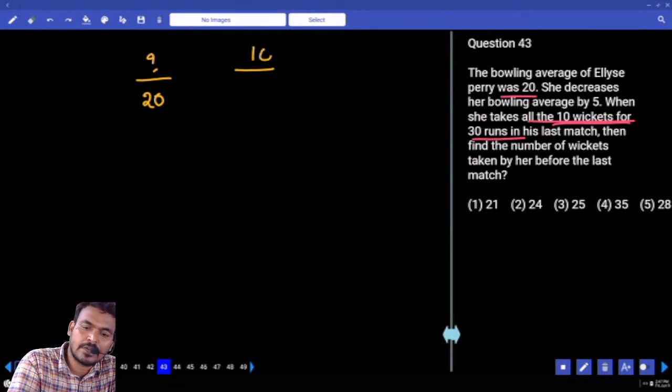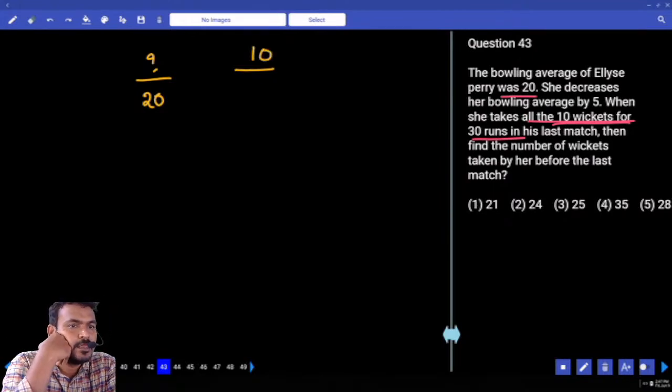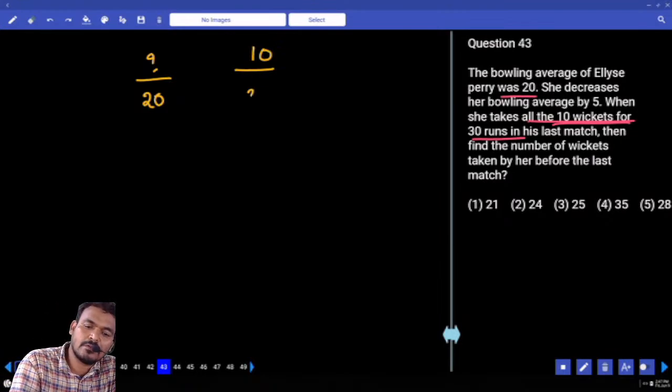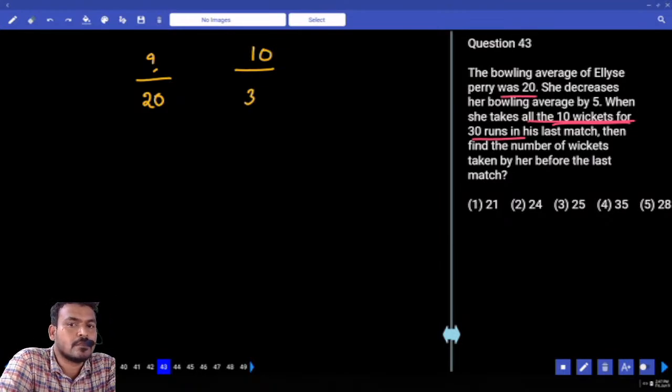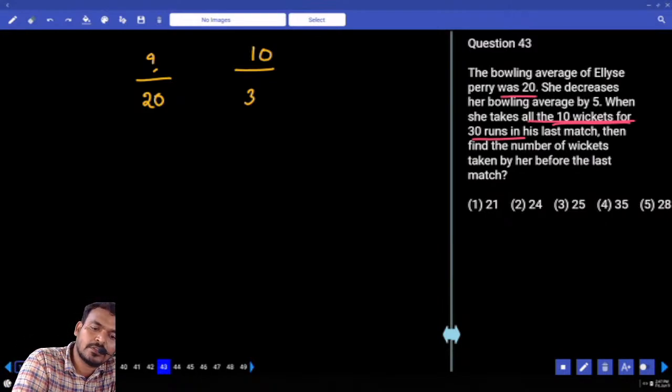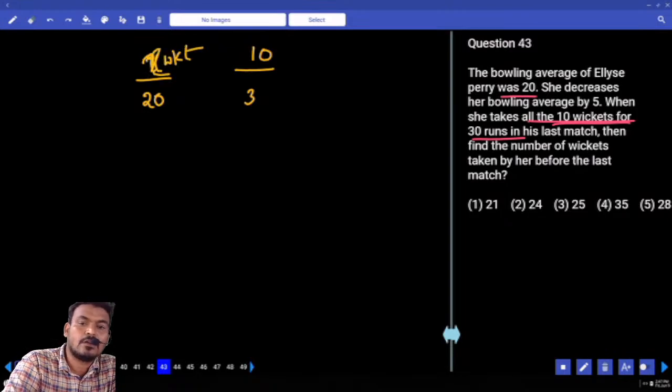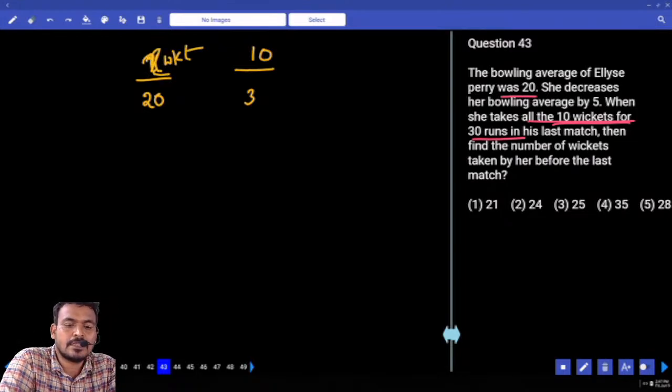Sorry, 10 wickets, how many runs are given? 30 runs. What is the per wicket? 3 runs. And the previous one, suppose he has taken X wickets. What is the X wickets average? 20. What is the 10 wickets average?